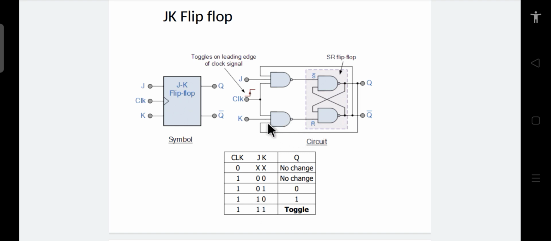Why does it toggle? If you make both of the inputs J and K equal to 1, and the clock is also equal to 1, and you assume that Q is equal to 0, then Q bar will be equal to 1, so all the inputs of this gate will be 1 simultaneously. If all the inputs are 1, then this output will be 0, and because one of the inputs is low here, the output here will be high. So this is 0 and this is 1.